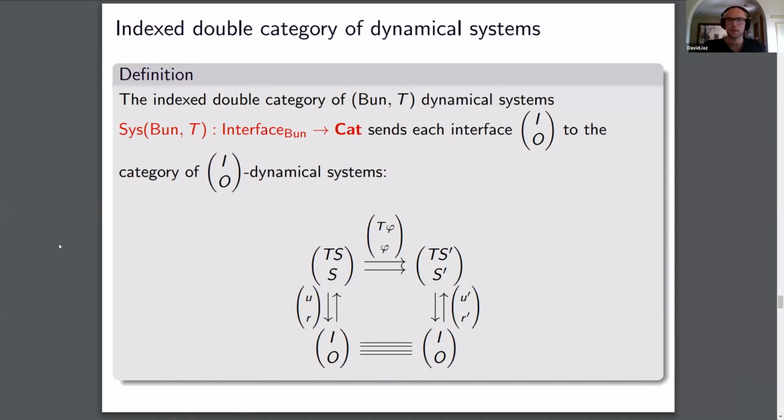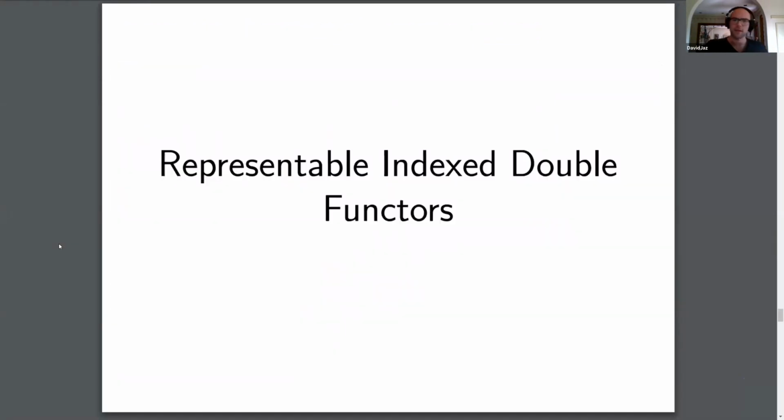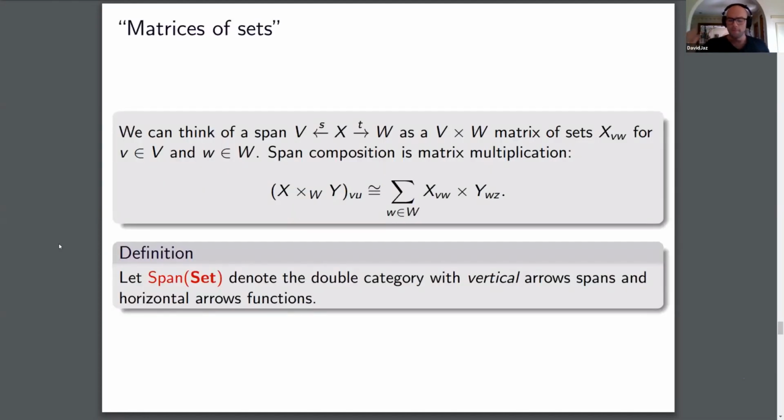Okay, I'm going to go on because I think I might be running out of time soon. So representable indexed double functors. I'm going to try and say how various things can compose. If we have a wiring diagram, like I was showing before, you can get a matrix. And using that matrix, you can multiply it by a vector of trajectories or steady states, maybe more literally, and of other things.